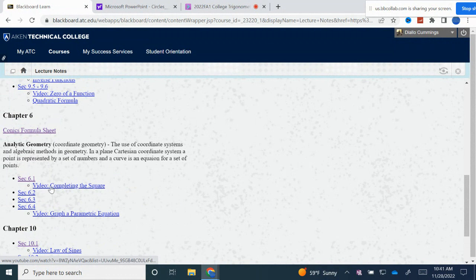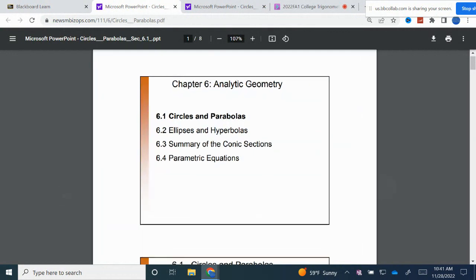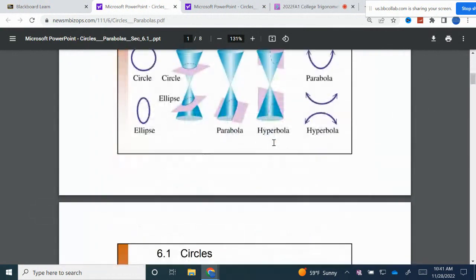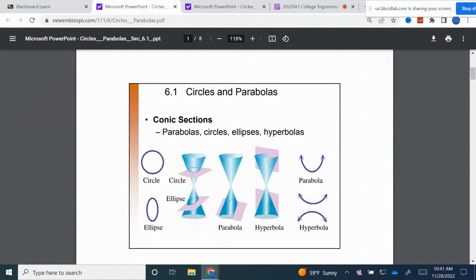I've also listed a video on completing the square, because completing the square will be a skill that would be utilized in this last module 5. All right, so I'm going to click on section 6.1, and I'm actually going to go down to just talk about the conic section for a little bit.